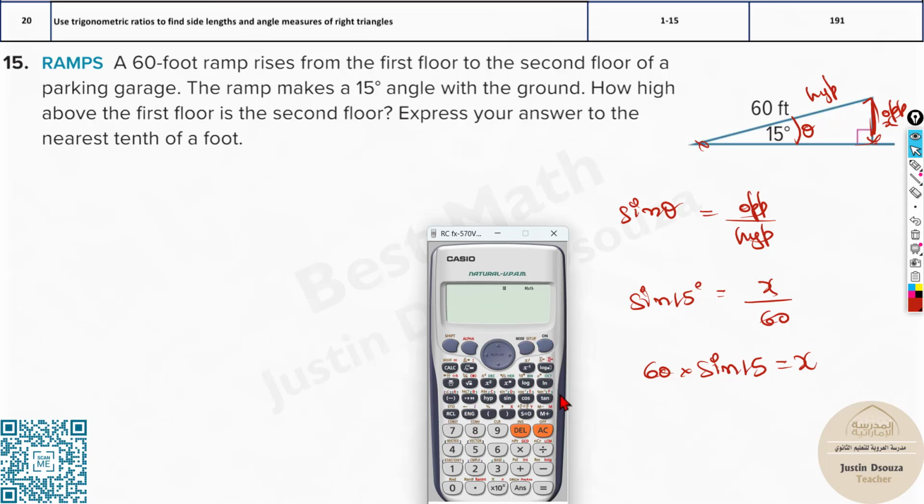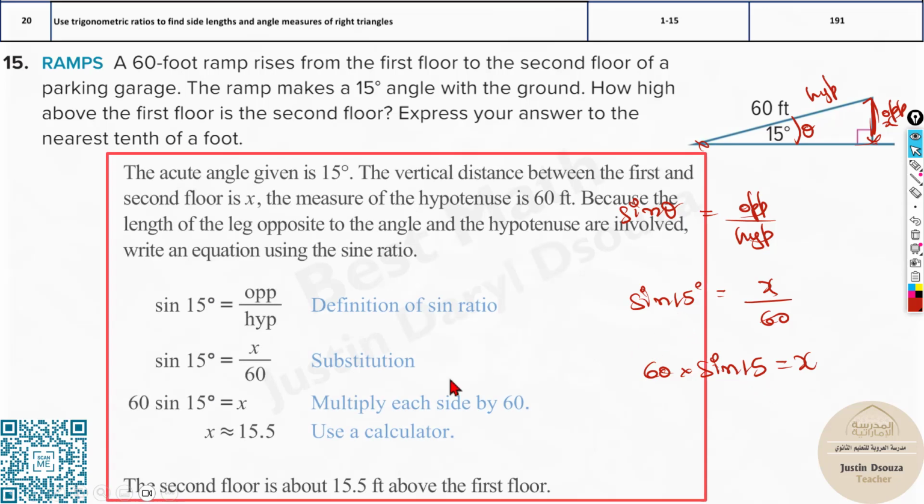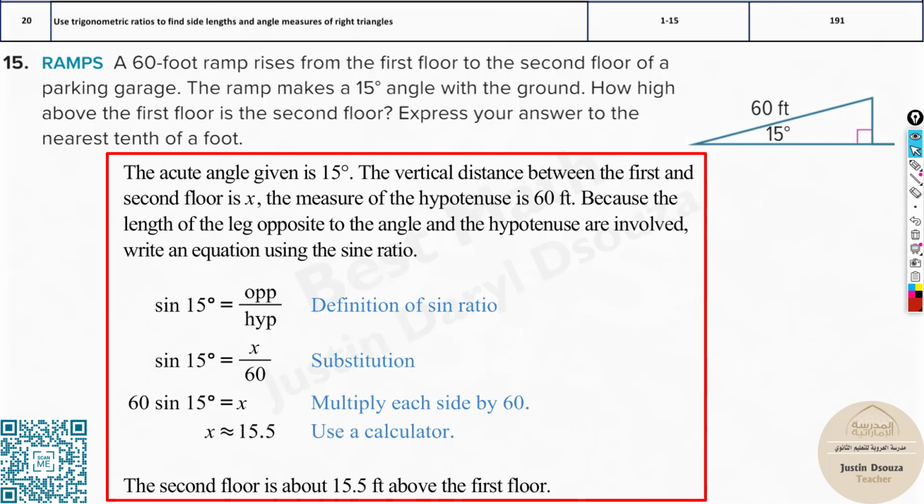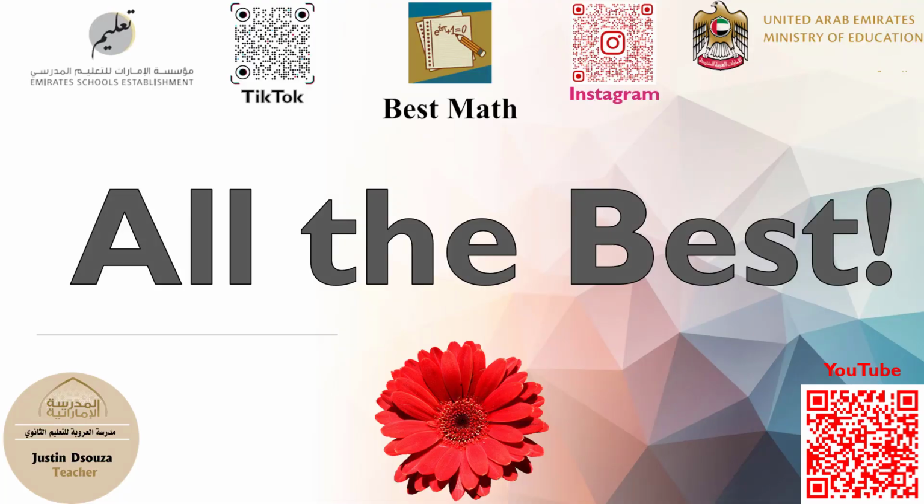You can even put this equation. Look here, sine 15 will be equal to fraction x divided by 60. You can just press shift and solve here. The answer will be 15.5, the same answer we got. Round it off to the nearest tenth of a foot. So that is your answer. And that is the end of all the multiple choice questions.